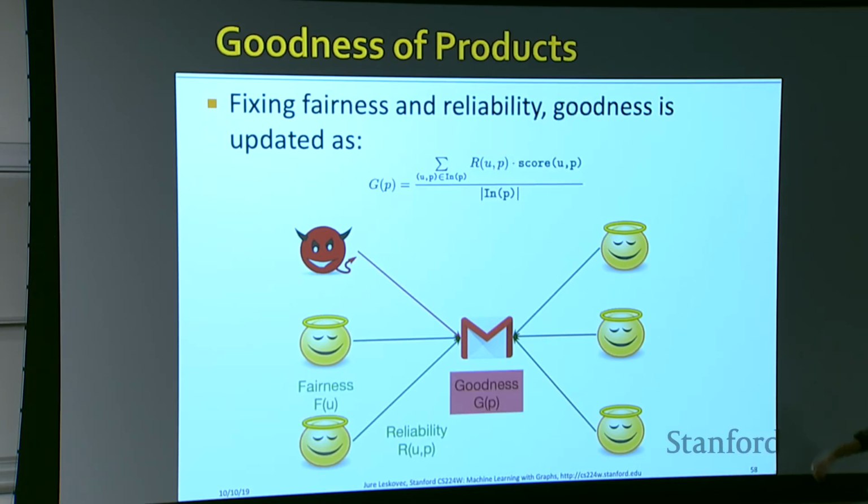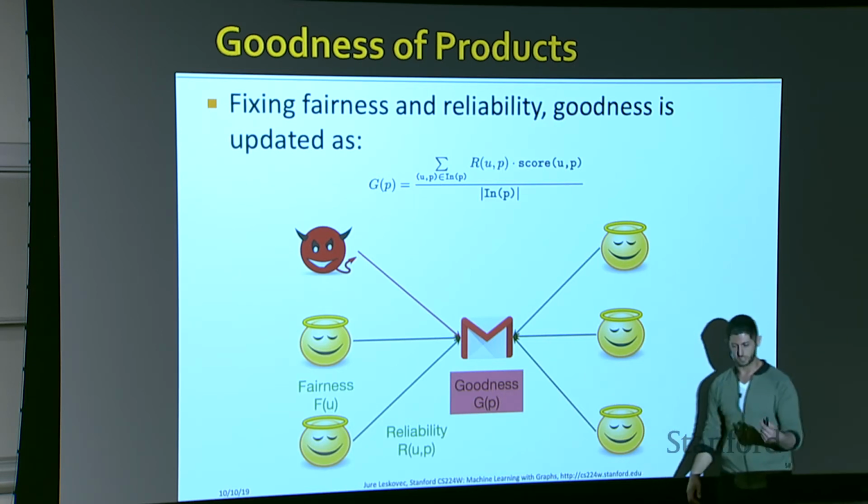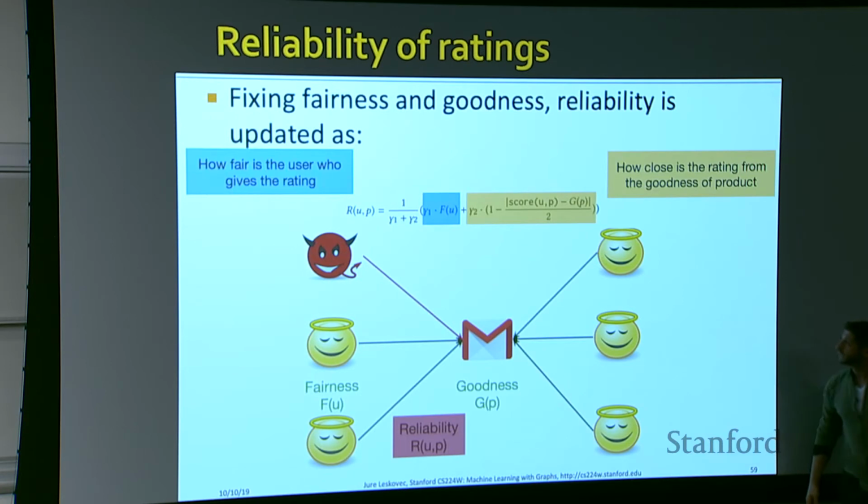And similarly, we can now compute the goodness by fixing the fairness and the reliability, so that the goodness will be nothing but the score assigned to that review times how reliable is that review, okay? So if the review has very low reliability, no matter what the score is, it's not going to impact the final goodness score for that app, okay? So this is the key insight from that formula. And last but not least, when we fix both the fairness and the goodness, then we can do an update on the reliability.